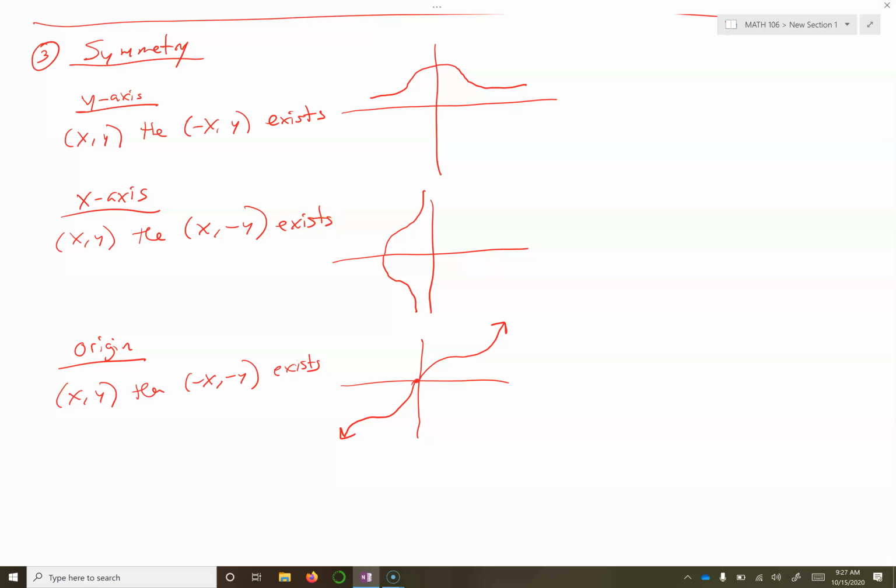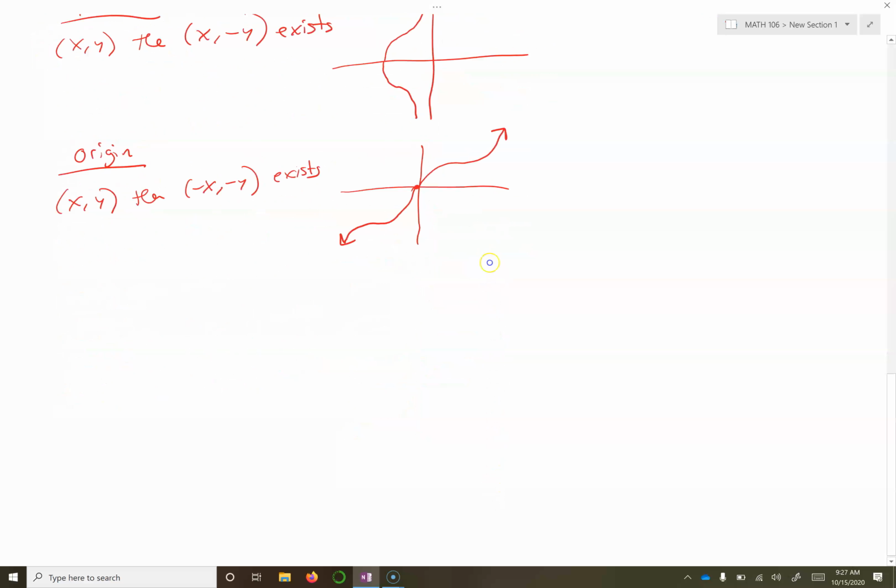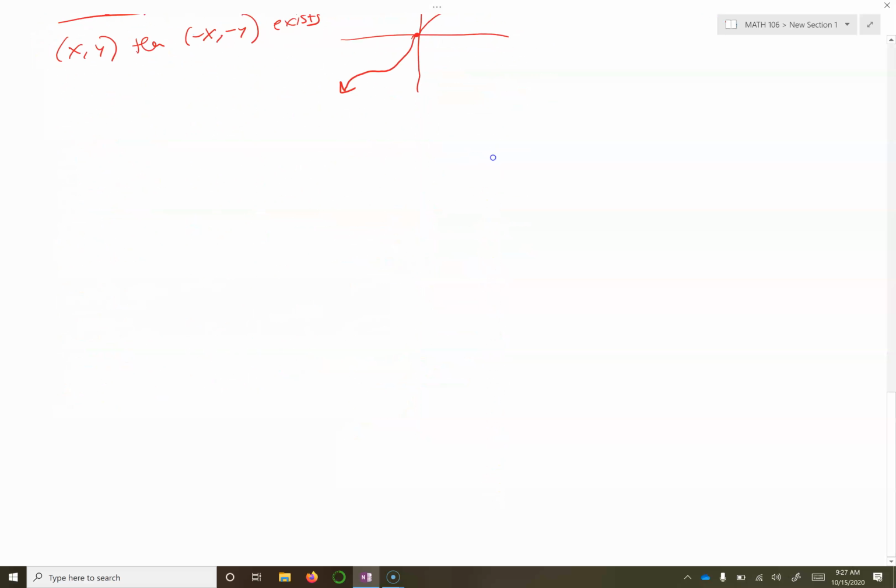All right, so we could test equations for this type of symmetry. Let me give you an example. Let's say we had y equals 1 over x squared plus 5. Now probably you can't imagine what that would look like, right? But you might be able to at least know what the symmetry of this equation would look like. So here's what you do.